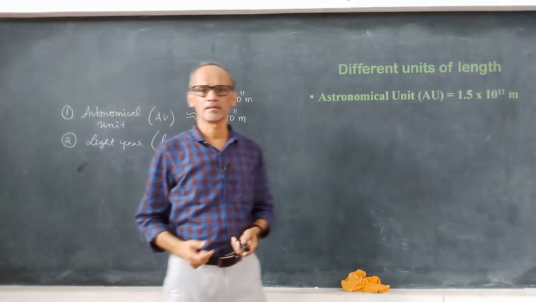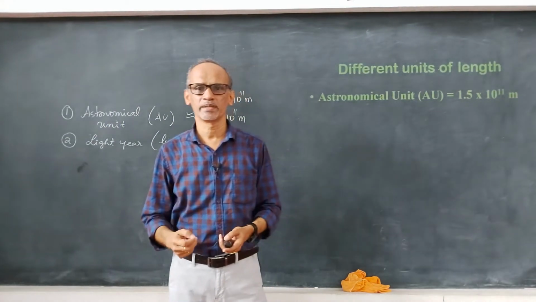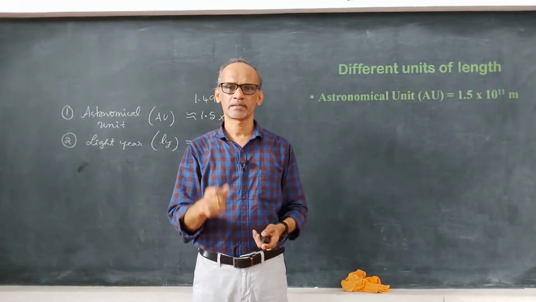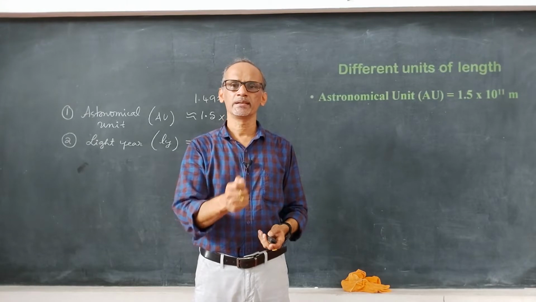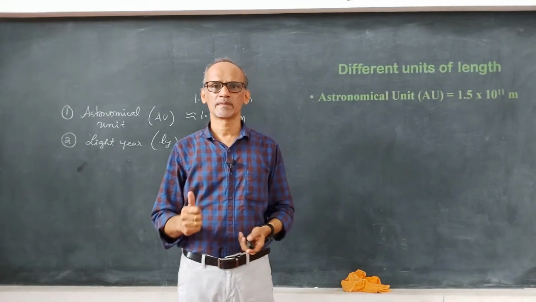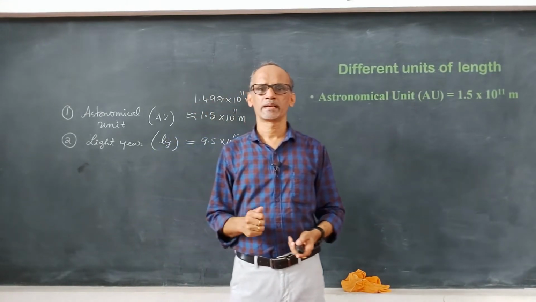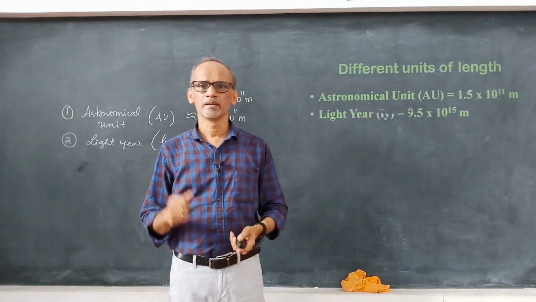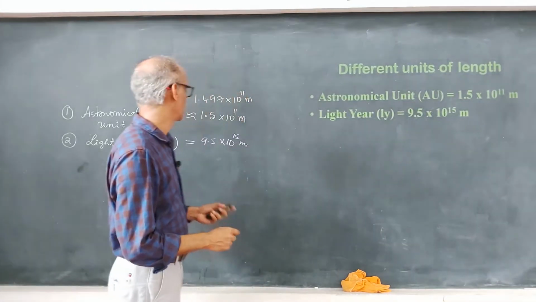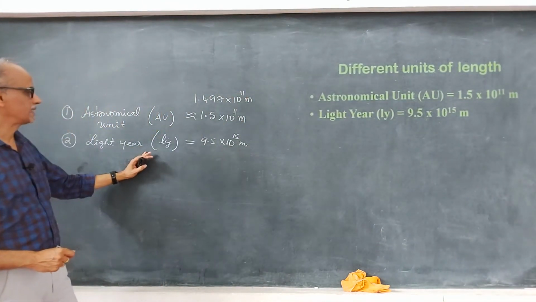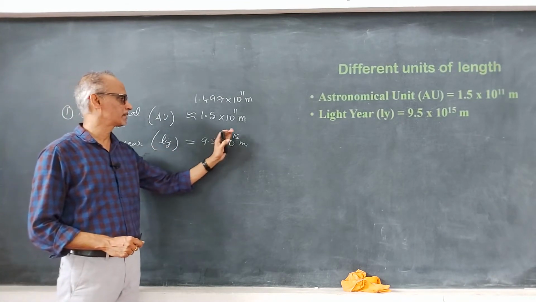What does 1 light year mean? 1 light year means the distance traveled by light in 1 year. So what is 1 light year? Distance traveled by the light in 1 year is called 1 light year, and that 1 light year is equal to 9.5 into 10 to the power 15 meter.